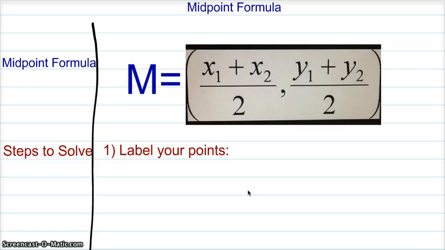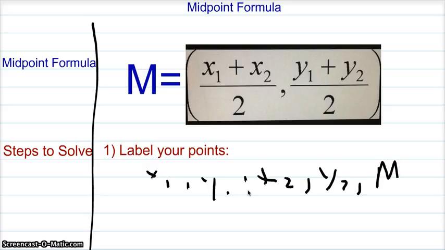Okay, you should label your points. That's the first thing you should do. So by label, I mean you would do an x1 or a y1, an x2 or a y2. And in some cases, the midpoint x and the midpoint y.